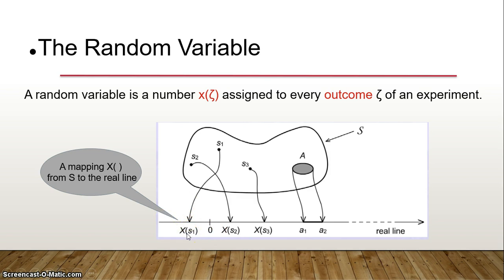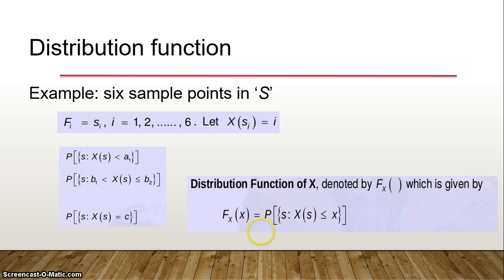So all the outcomes are mapped and we write that as a function: X of S1, X of S2, X of S3. So X is a random variable taking the values S1, S2, S3. We can write it as a summation for a discrete, and as an integration for a continuous random variable.